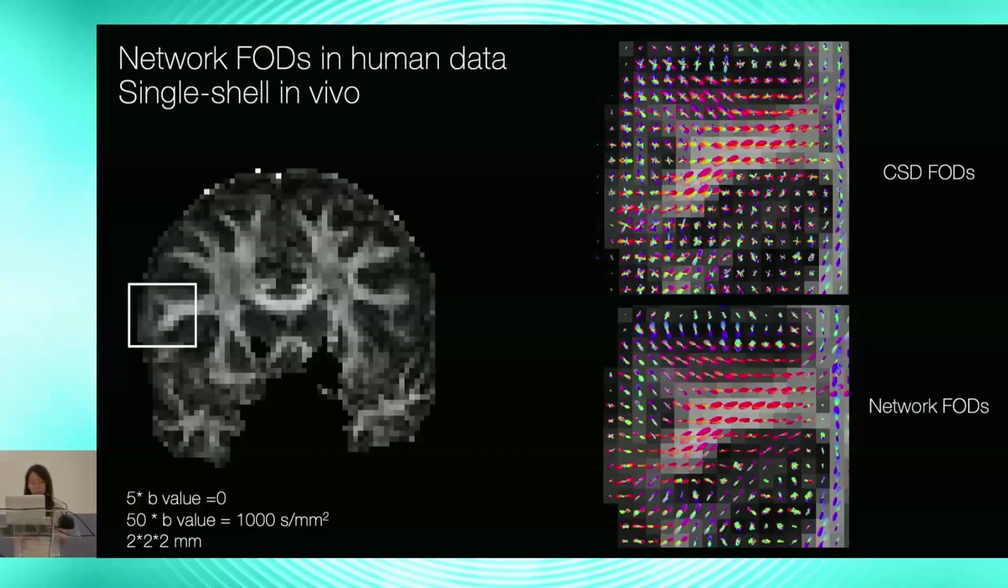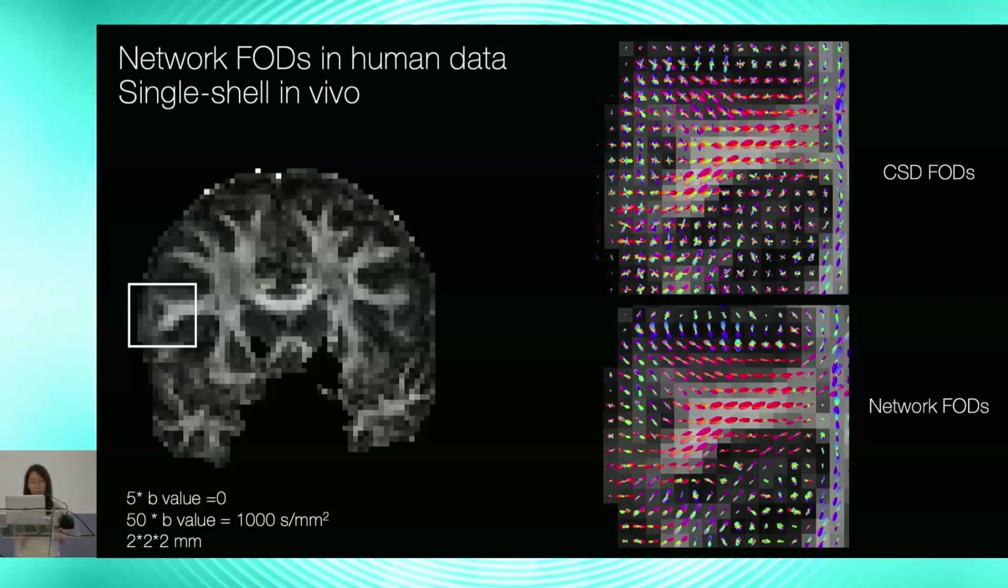And we train this network on the BigMac dataset. So we have the postmortem and in vivo in the BigMac. And then we also fine-tune it to work for the human data. So here is an example. We use the UK Biobank dataset. It has a lower spatial resolution of 2 by 2 by 2 millimeters, and it's in vivo, and here we work with the single shell data.